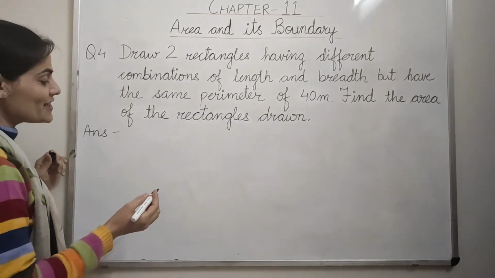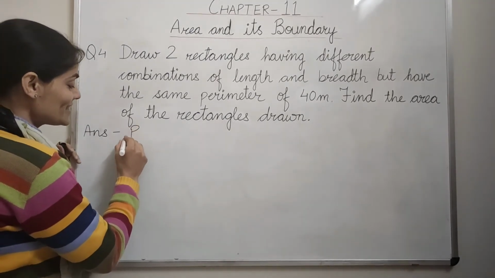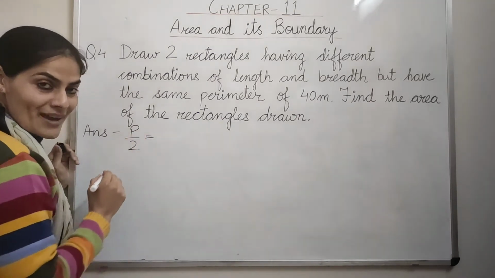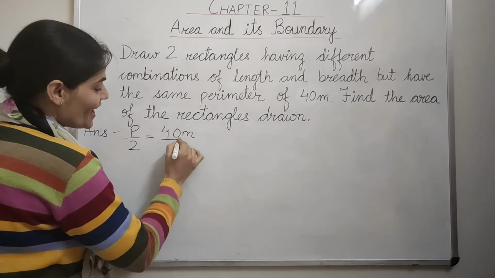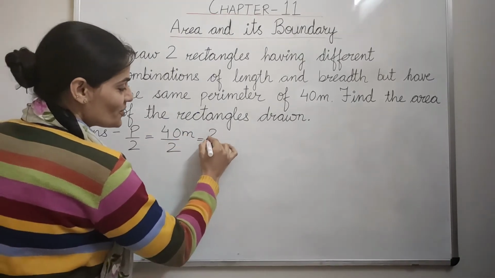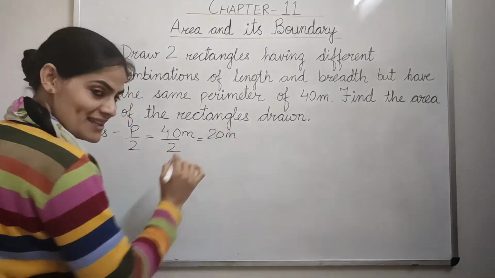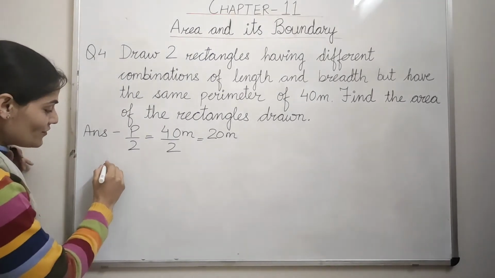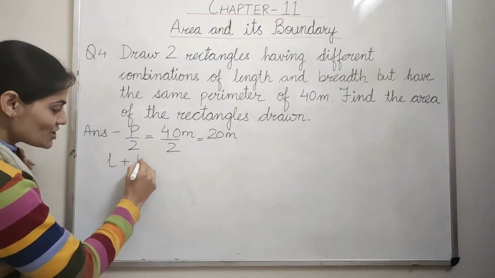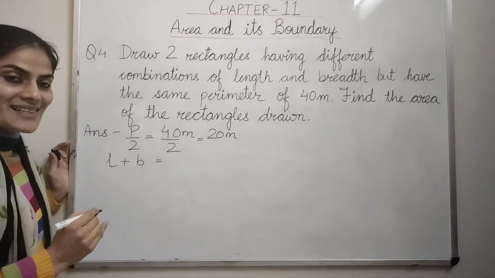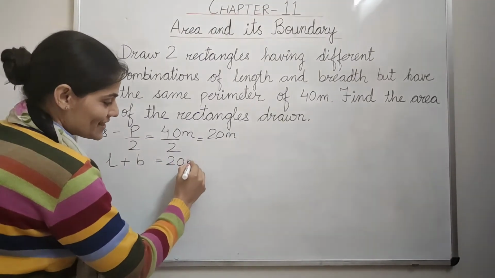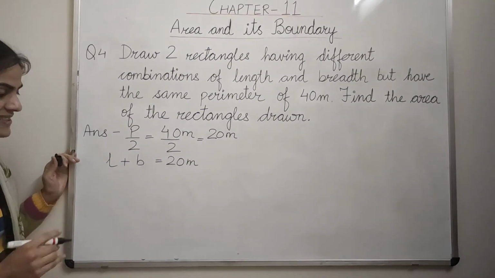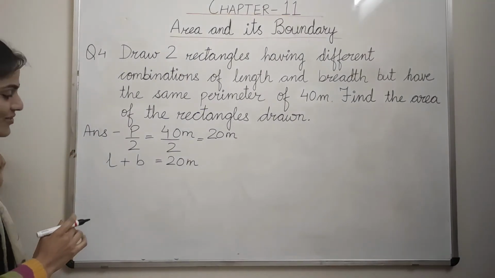What do we do first? First we will find half of the perimeter. Perimeter is 40 meters and half of 40 you all know is 20 meters. Now we will look for two such numbers whose sum will be equal to half of the perimeter, that is 20 meters. Let's write the combinations, everyone.